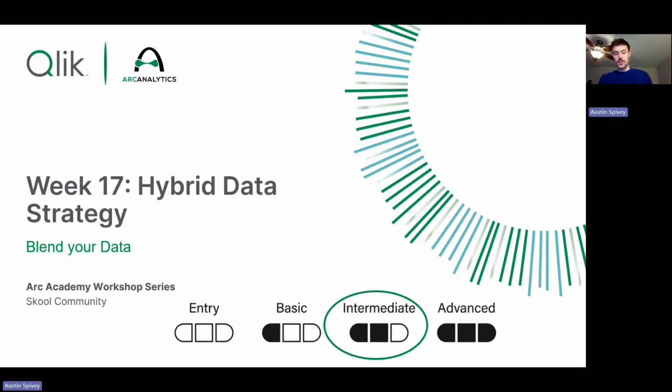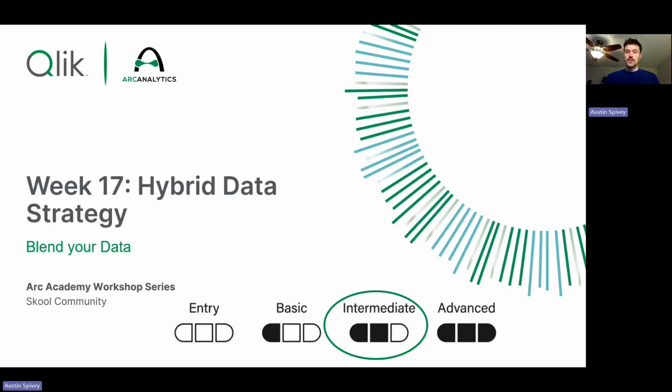Now, key point there is through the firewall. What does that mean? Do I have to poke an inbound hole into my firewall? No, you do not. And so that's what we're going to really talk about today: the Qlik Data Gateway.